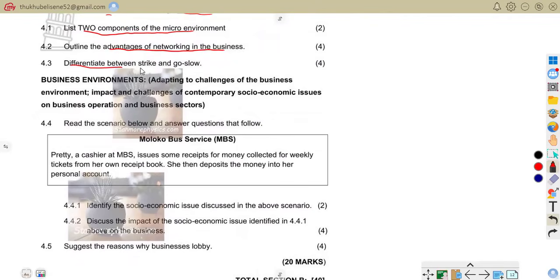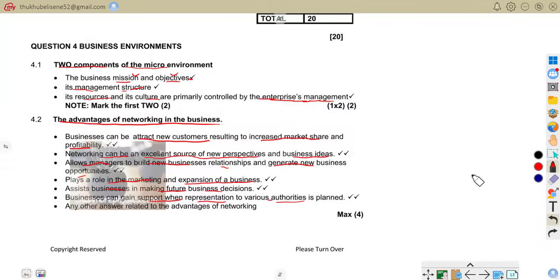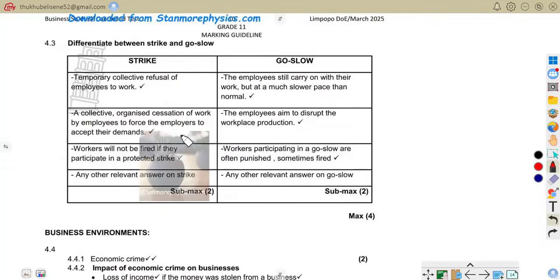4.3 is to differentiate between strike and go slow. Differentiate between a strike and a go slow. So we are to differentiate that. So let us move on. Here we are, where now we are differentiating strike as well as go slow. Here is our strike, and here is our go slow.